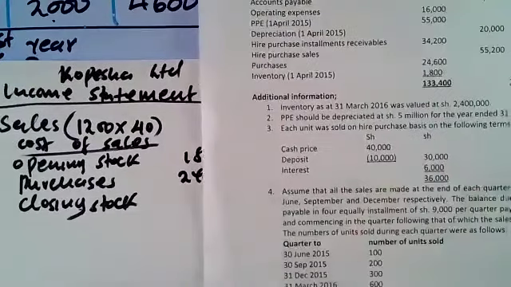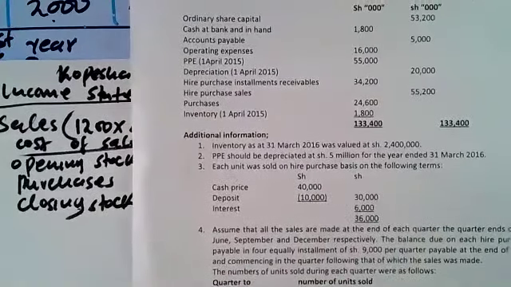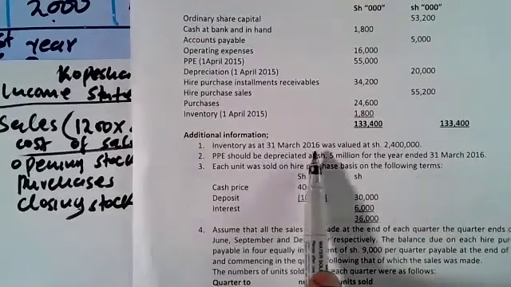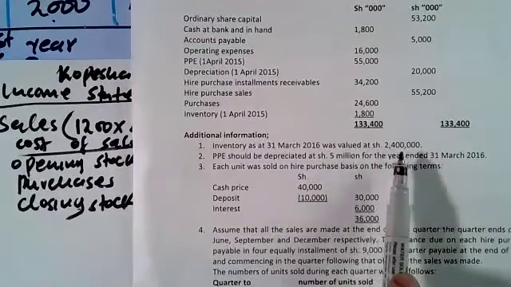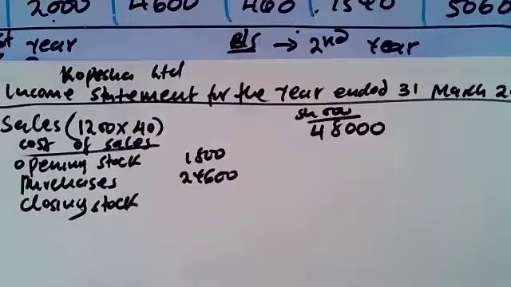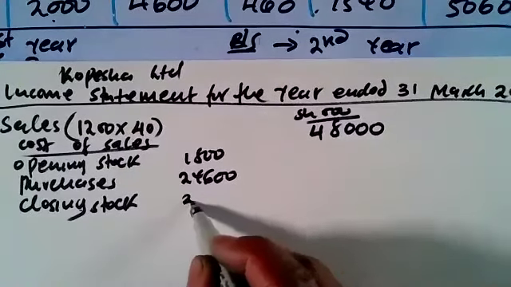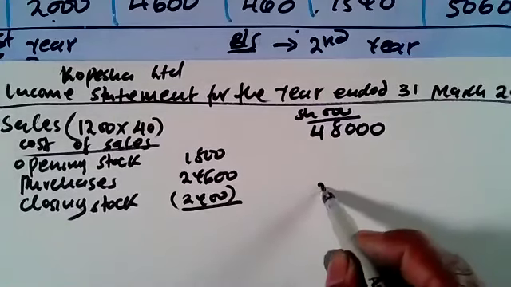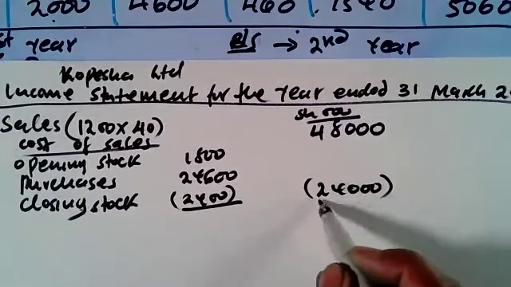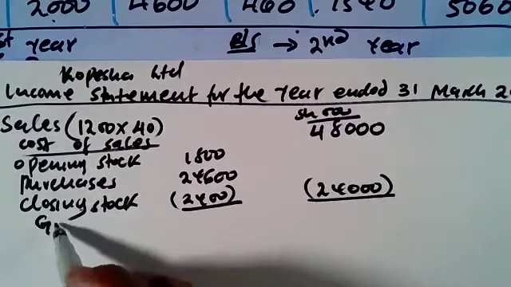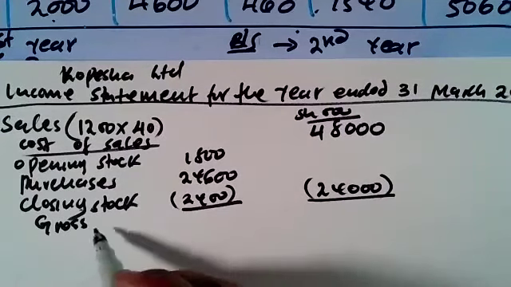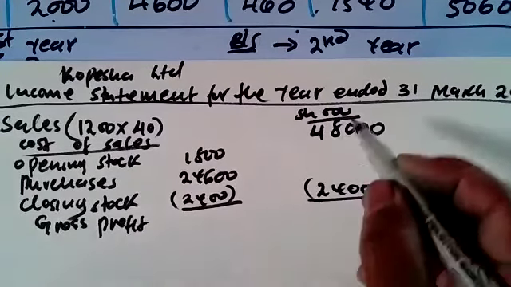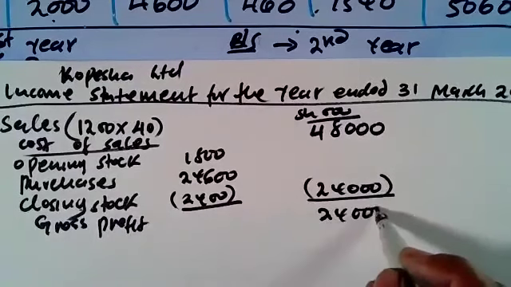That's additional information number 1. Number 1, you are told that inventory as at 1st March 2016 was valued at 2.4 million. So the closing stock is 2.4. You get the cost of sales, which will be 24,000. That means our gross profit, 48 minus 24, you get 24.